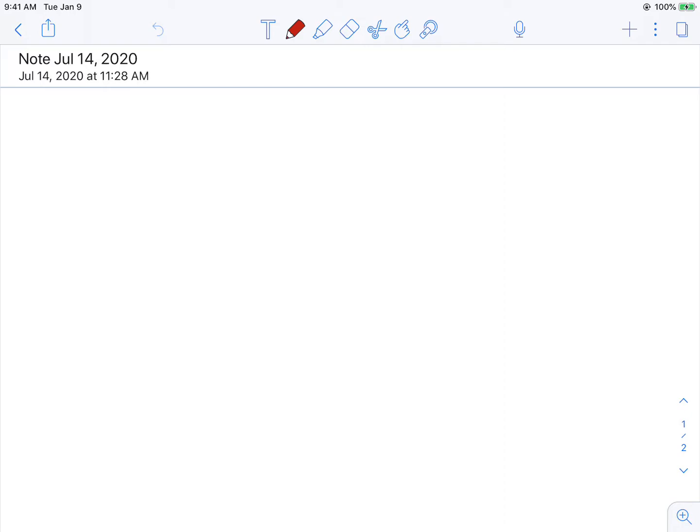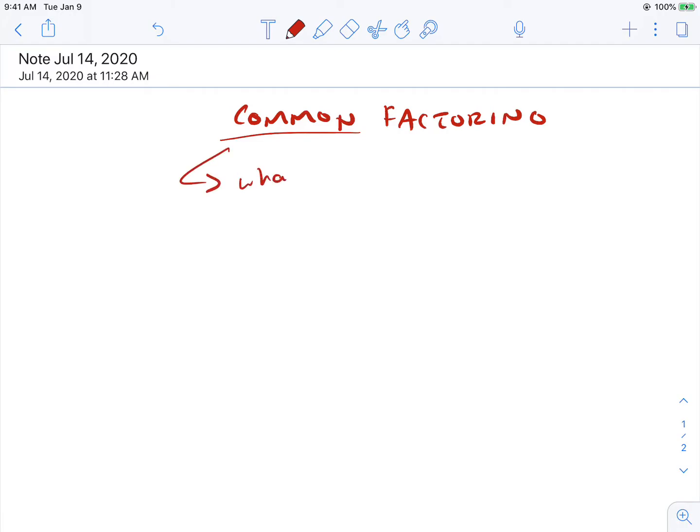Okay, today we are looking at common factoring. And the big idea with common factoring is to look at what is common, which is why we call it common factoring. So what does this really mean? We're looking at what is the same. That is the key here. You want to take a look at a list of numbers and variables and try to figure out, okay, what do I have that is in common here?